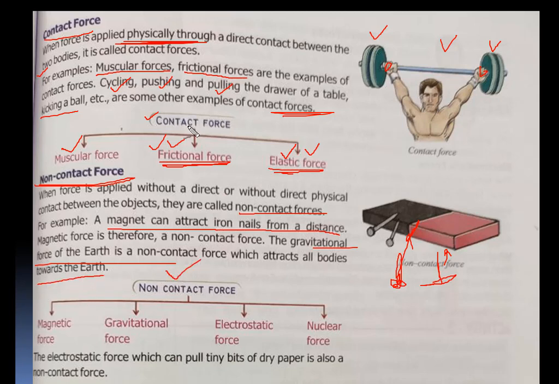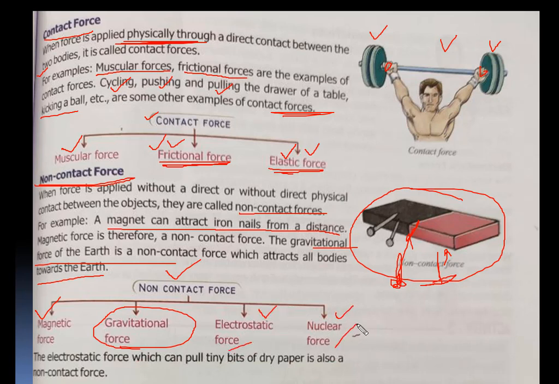Now, as contact force is categorized into three different types, non-contact force can be categorized into four different types. First one is magnetic force. We have seen the example of this one. Gravitational force, then electrostatic force, nuclear force. About electrostatic force and nuclear force, you will study in your higher classes. For now, just remember their names. So there are four types of non-contact force: magnetic force, gravitational force, electrostatic force, and nuclear force.